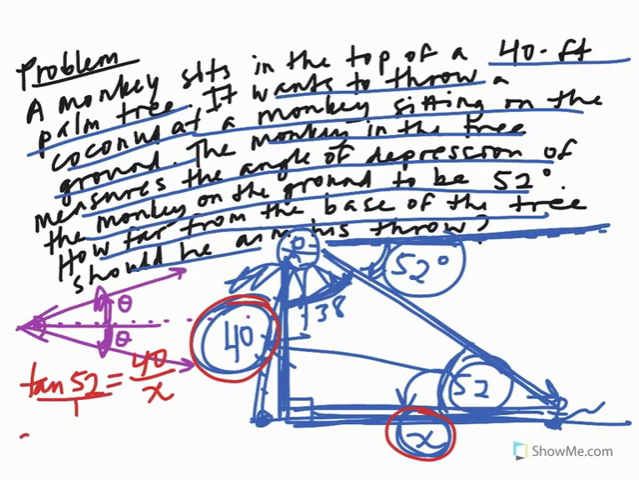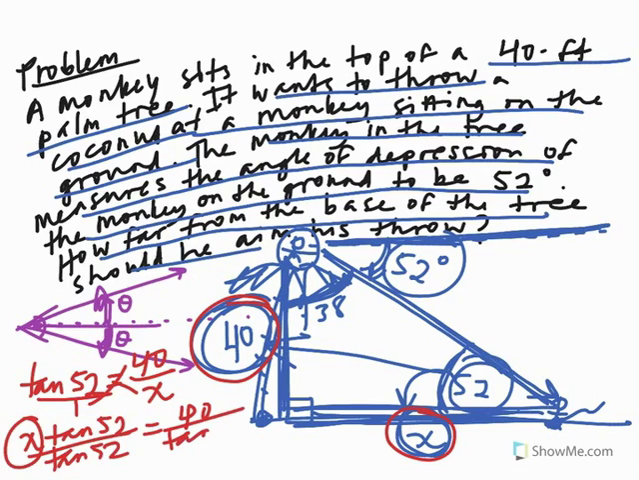Now we just have to do a little bit of algebra. Let's cross multiply. X times tangent of 52 is equal to 40 times 1, which is 40. And then to get x all by itself, we just need to divide by tangent of 52 on both sides. So they'll cancel out over here, and we're left with x is equal to 40 divided by tangent of 52. Just plug that into your calculator, see what you get. We'll get 31.25. Let's just round it to 31.3 feet.